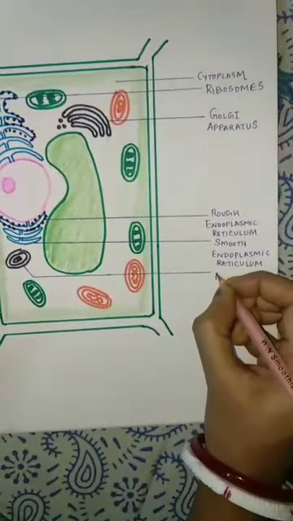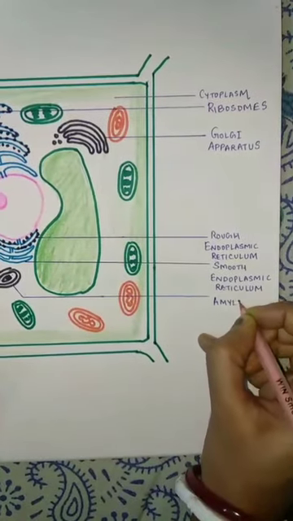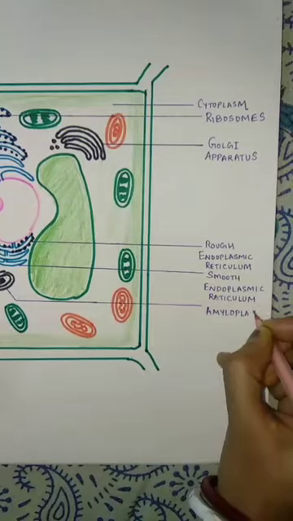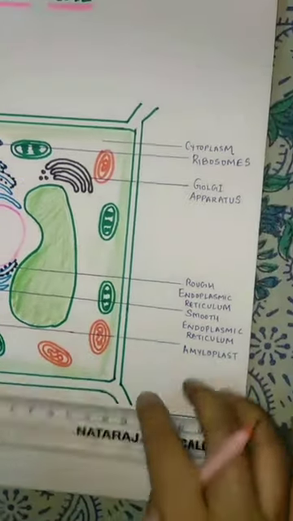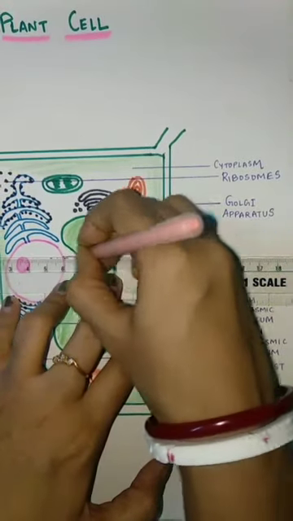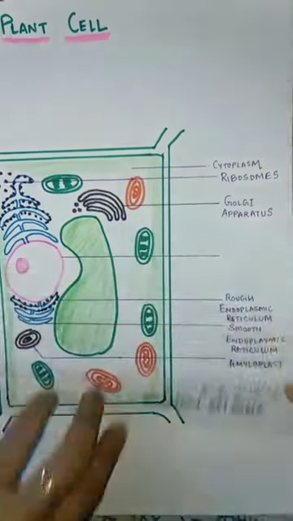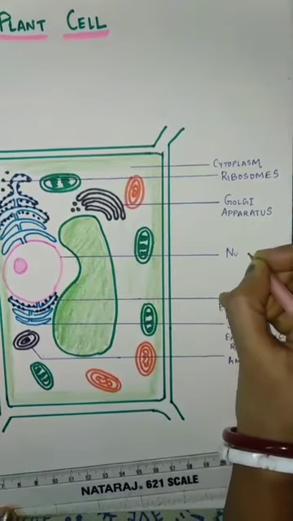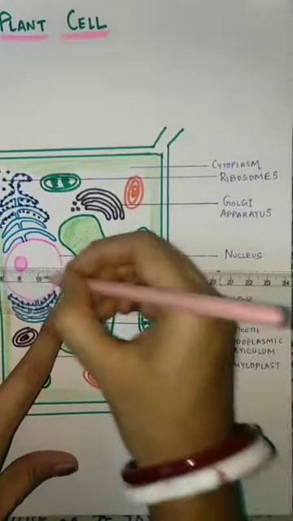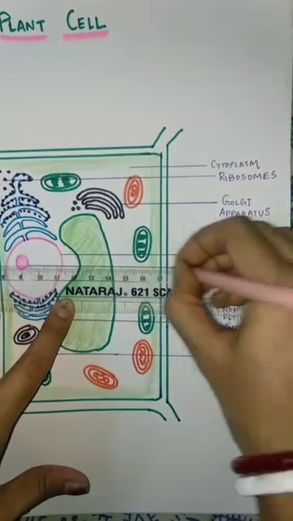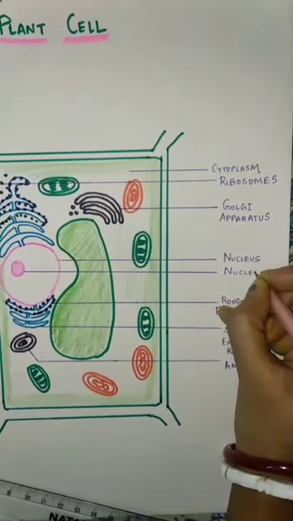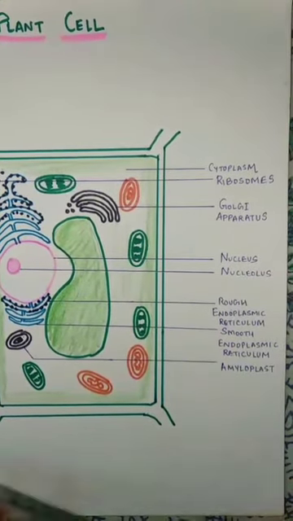Next is the amyloplast, which stores starch grains in it. Amyloplast. Don't make errors in the spellings. Do check with the spellings, memorize them. Nucleus, which is the brain of the cell, and along with this, the nucleolus.